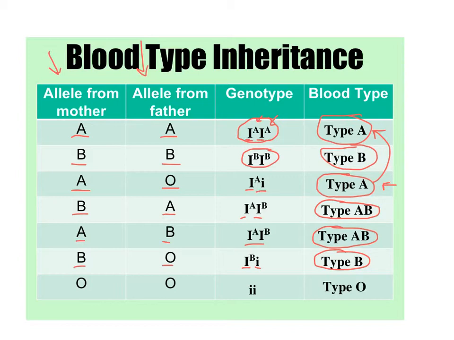And the last one, the only way you can get type O blood, you gotta get type O from mom, type O from dad. This would be your genotype, little i, little i, and that is the only way you can get type O blood.